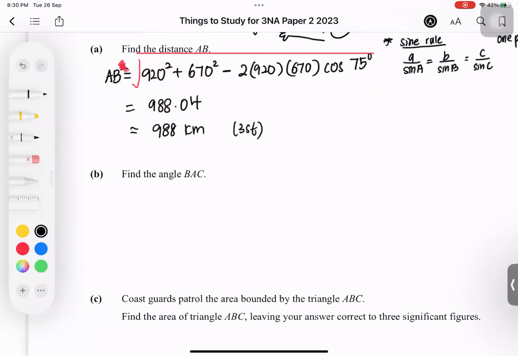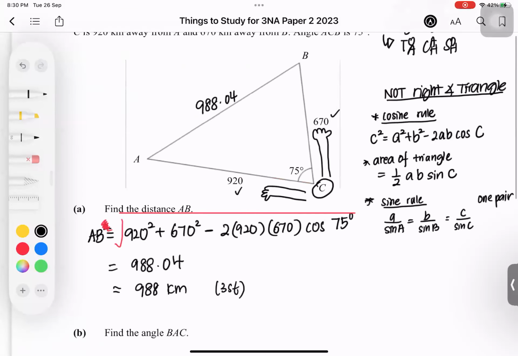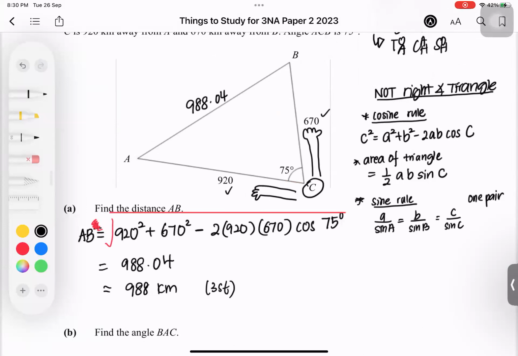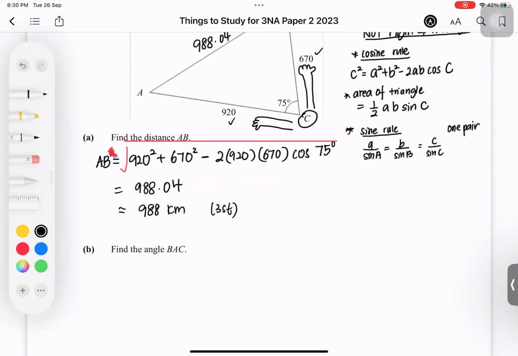Next one, find angle BAC. I know some of you use the cosine rule version to find angle BAC, but I want to use this question to revise the sine rule a little bit. So I shall practice two methods.